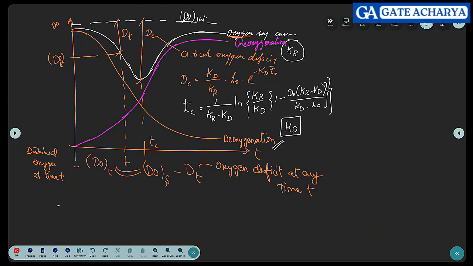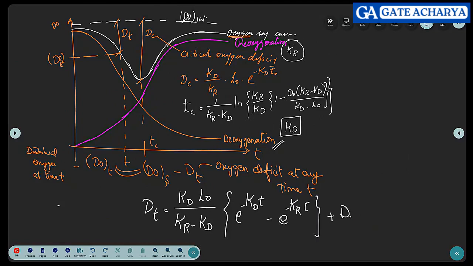And also we can estimate the oxygen deficit at any time t using the formula: Kd into L naught by Kr minus Kd, into e to the power minus Kd into t minus e to the power minus Kr into t, plus D naught into e to the power minus Kr into t.